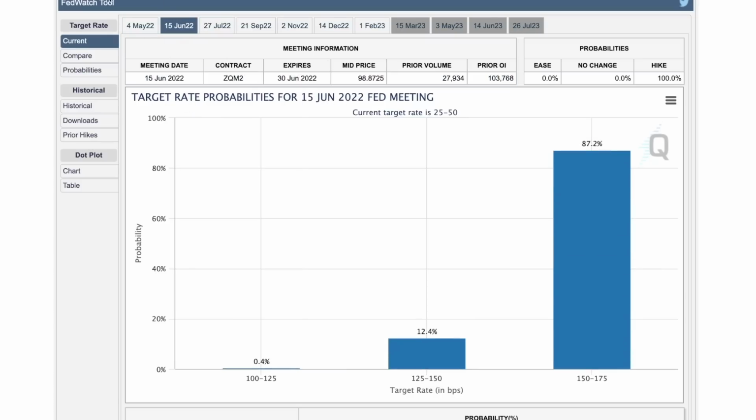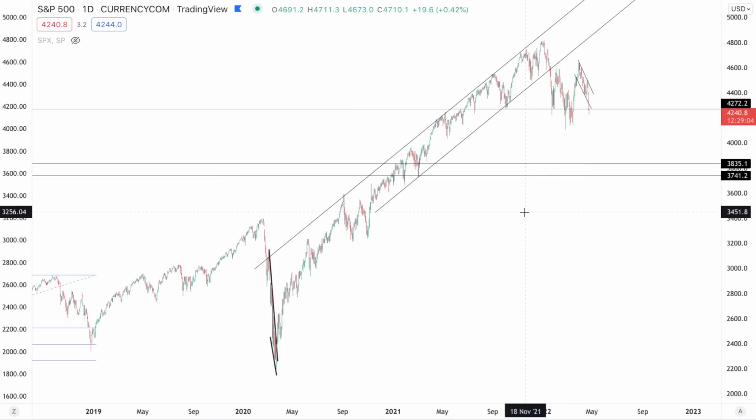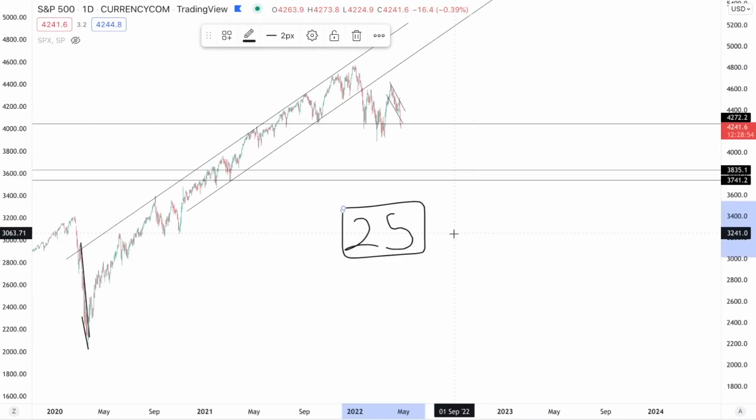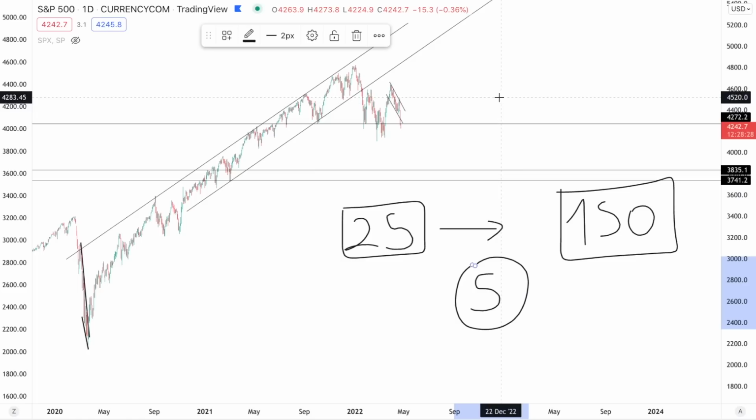This is on cmegroup.com, and this is a FedWatch tool that gives you the target rate probability. So what the market is currently pricing in for the Federal Reserve's target rate. And basically this is the June 2022 probability. What changed since Powell spoke on Thursday is that now the market is pricing an 87% chance that the target rate is going to be between 150 and 175 basis points between now and June. We're currently at a 25 basis point interest rate. In order to get to 150 basis points, we need a total of five 25 basis point rate hikes. That means two in May and three in June.